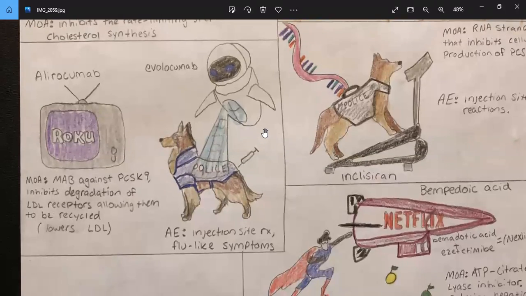Next, we have our PCSK9 inhibitors. I think that's the category, I didn't write it down. But we have this dog who's a canine, and her name is Allie. And Allie is watching Roku for alirocumab. And then this is Eva from WALL-E. So Eva, or evolocumab.